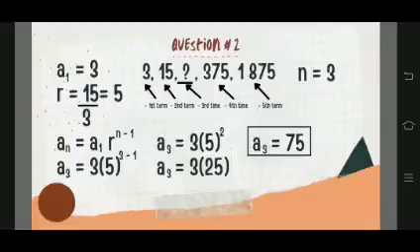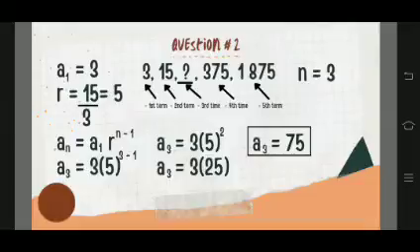The second given sequence is 3, 15, question mark, 375, and then 1875. Our missing term is the third term. Same concept as what we've solved earlier. Since our missing term is the third term, our n is 3. Let's determine our a sub 1. Our first term is 3, so our a sub 1 is 3. Let's find its common ratio: 15 divided by its preceding term 3 equals 5. The nth term in a geometric sequence is a sub n equals a sub 1 multiplied by the common ratio raised to n minus 1.